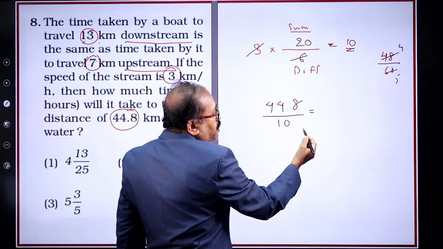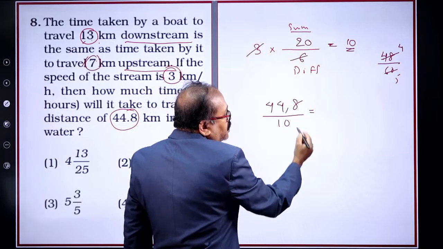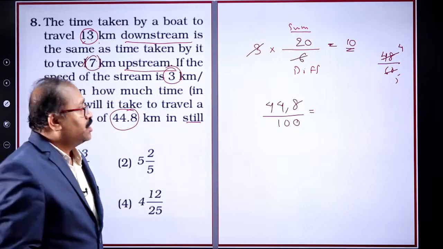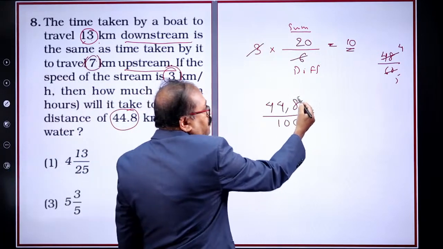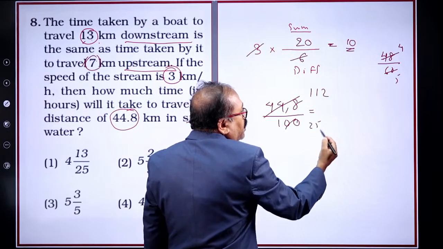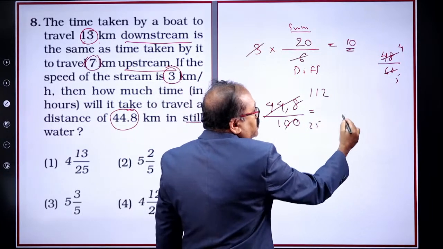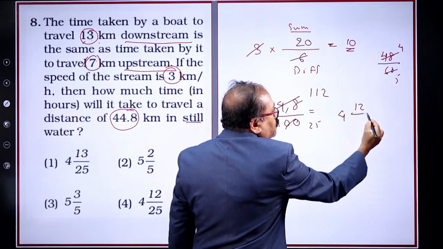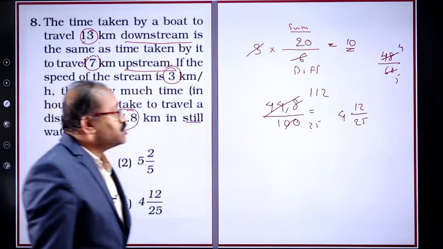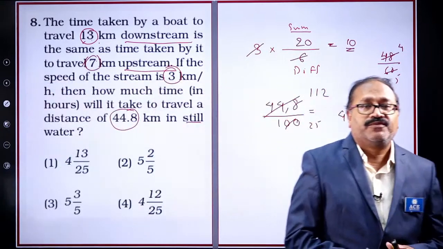44.8 divided by 10. In other words, I will take out the decimal and place one more 0. That's over. So with this you cancel this one. With 4 I notice that 1, 1 and 2. With 4 this is 25. So with 25 when you divide this one, this is 4 times and the remainder is 12, and 12 by 25. So my answer should be 4 12 by 25.